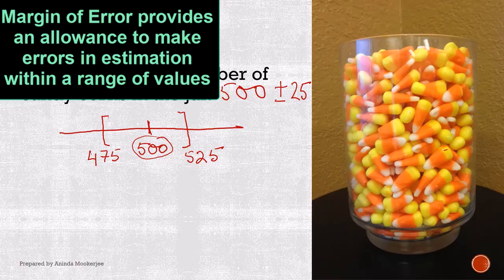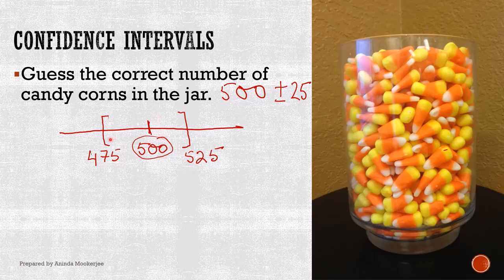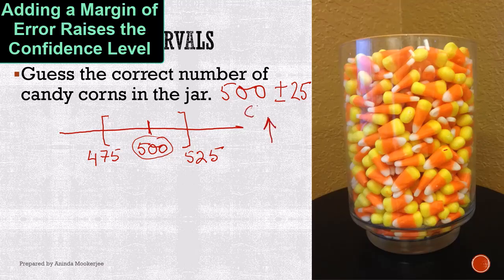So what they have done here is given us a margin to make an error and still be considered close enough to win the prize. So this interval of values within which we can guess a number and still be considered correct is called the confidence interval. And what happens is that when we are given a margin, our confidence rises up. It goes up a little bit maybe. Okay, so our confidence level goes up to play the game.